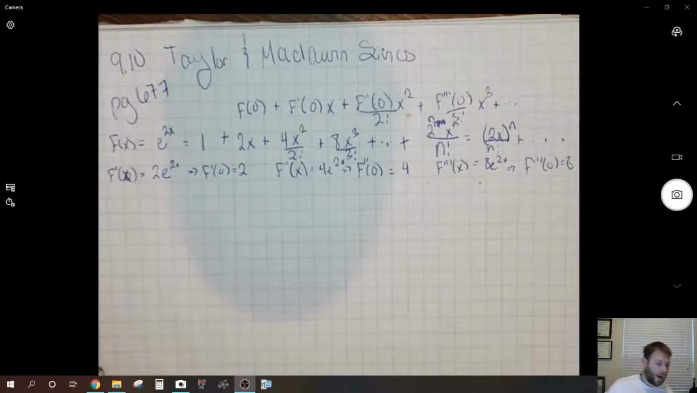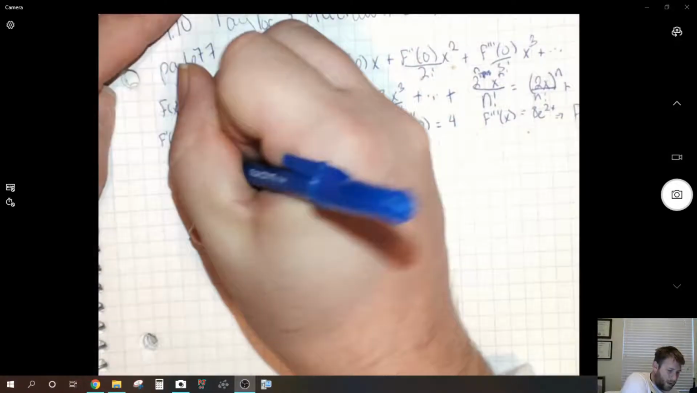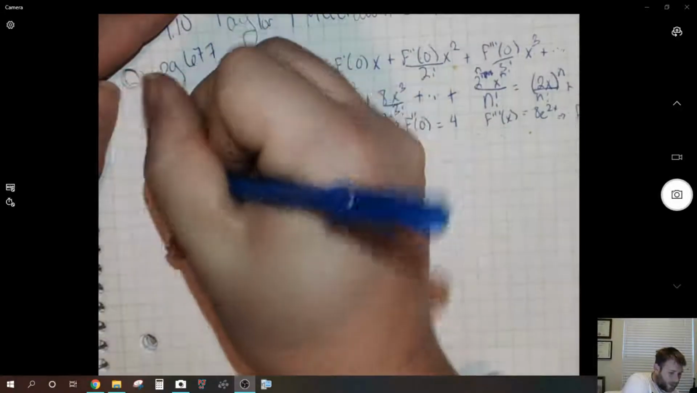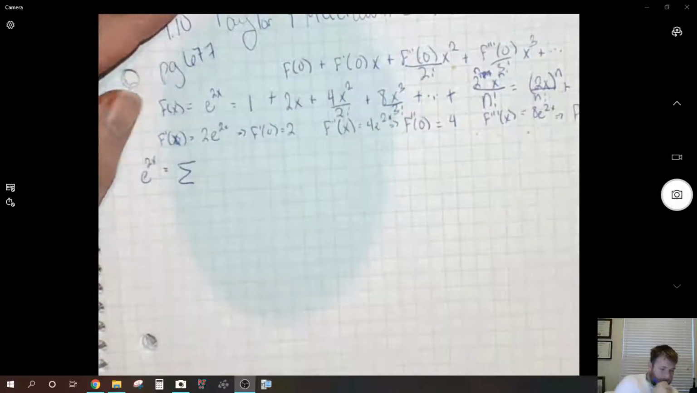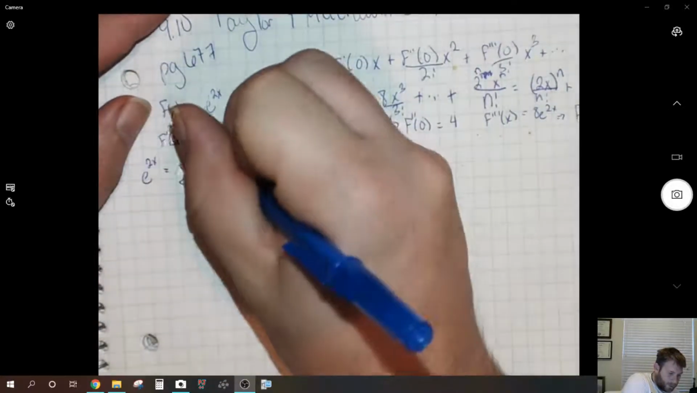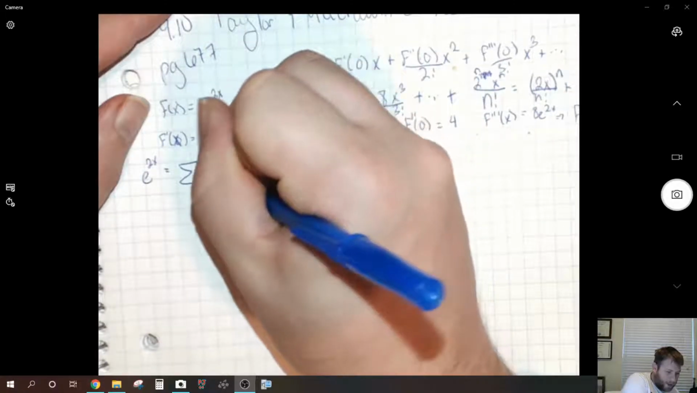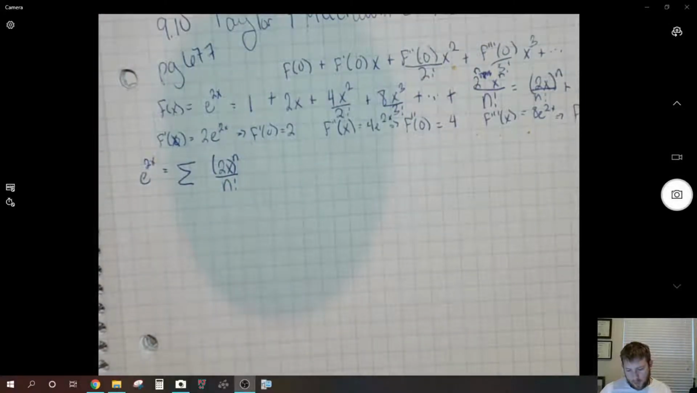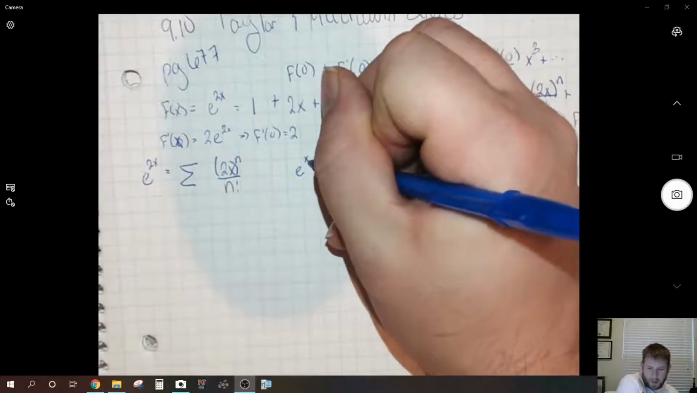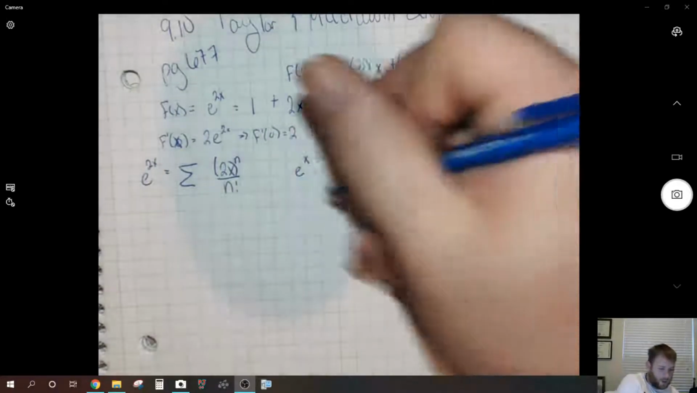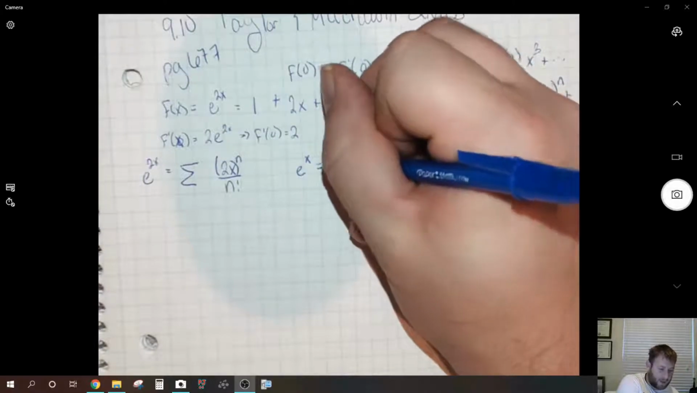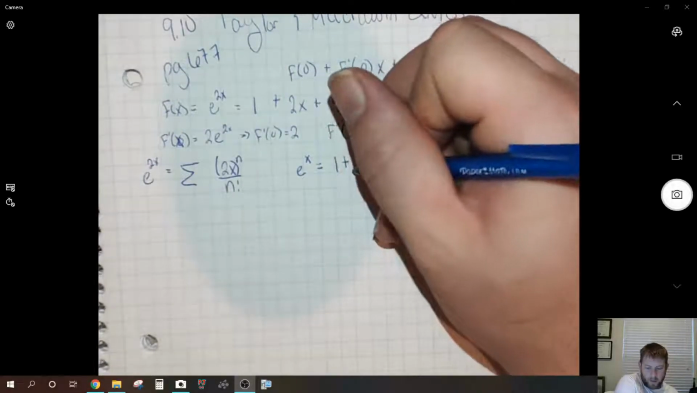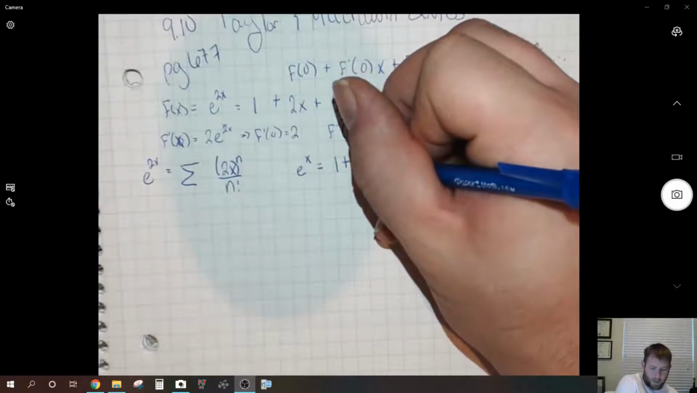Now if I were asked for the summation form, e to the 2x is equal to the sum of 2x to the n over n factorial. Which is interesting, because if we just had e to the x, looking at page 674 of the textbook, we clearly see that we know e to the x, and I've also done it in the previous homework and previous notes.